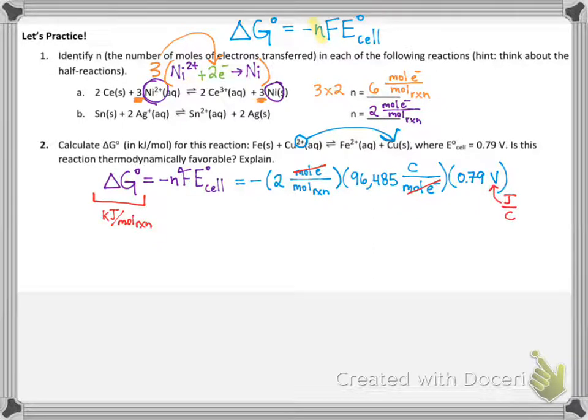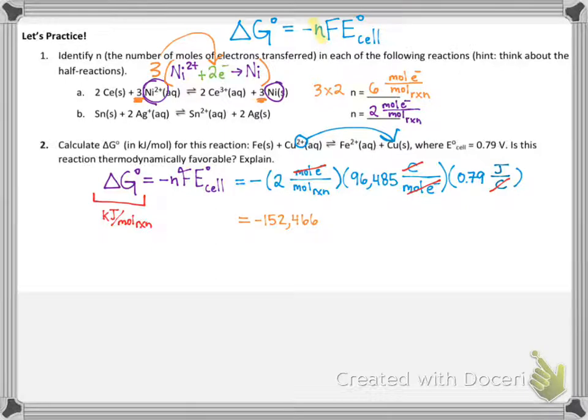Volts are actually joules per coulomb. One of the reasons this is so helpful is because now you'll notice, hey, look, coulombs cancel. You are spitting out an answer when you just plug in terms of volts. You're not getting an answer in kilojoules per mole reaction. Your number is in joules per mole reaction.